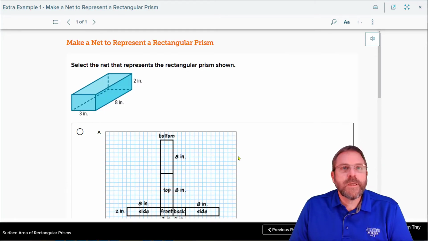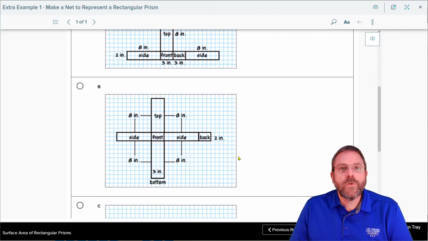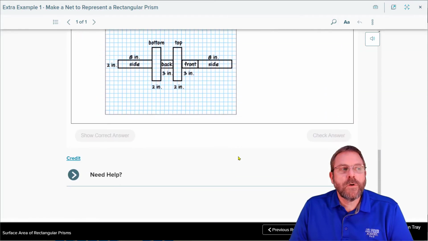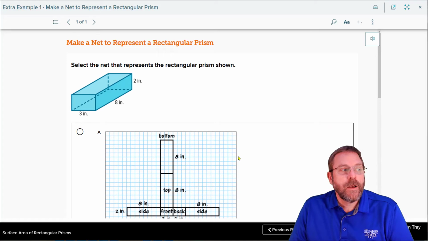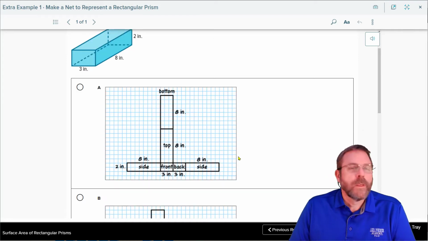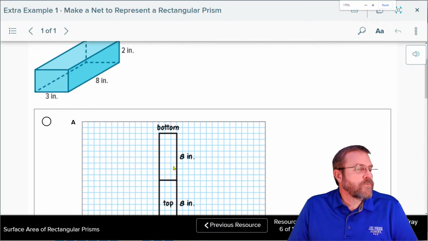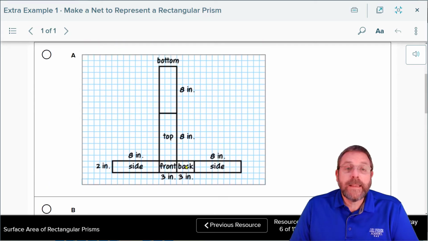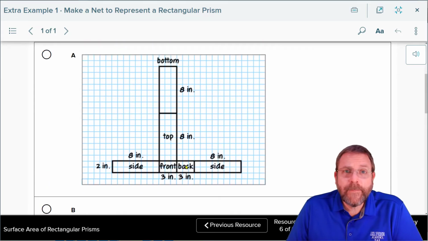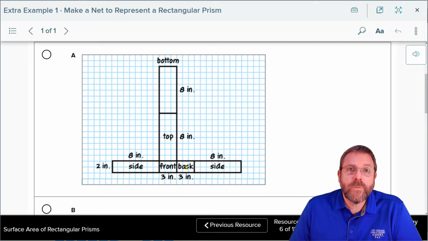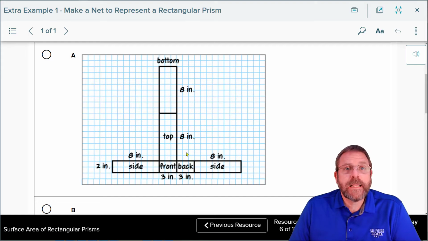Now it's going to be your turn. You have extra example 1 right here. Work through it and figure out which one of these drawings represents a net of that rectangular prism. Go ahead. All right, going through this, first one right here, option A, shows the front and the back sitting right next to each other. That can't be. They've got to have another space between them, so A is not going to be the correct answer.